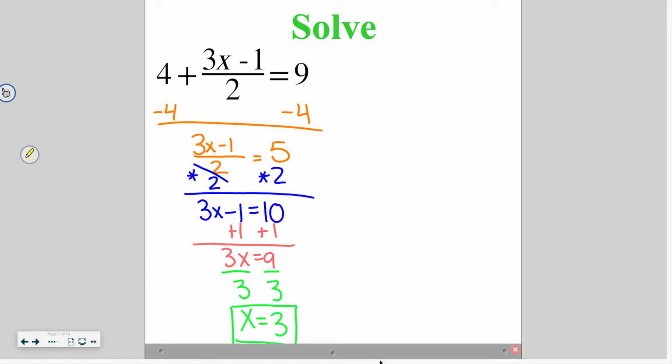No need to distribute on this one, so we start by subtracting that 4, working our way down. We find that we get an answer of x is equal to 3.